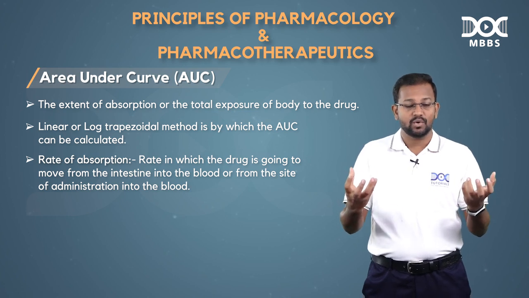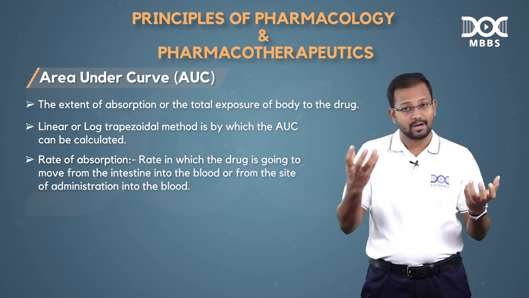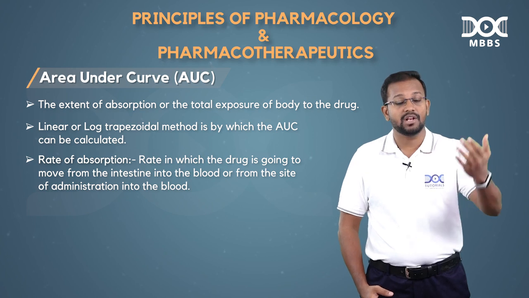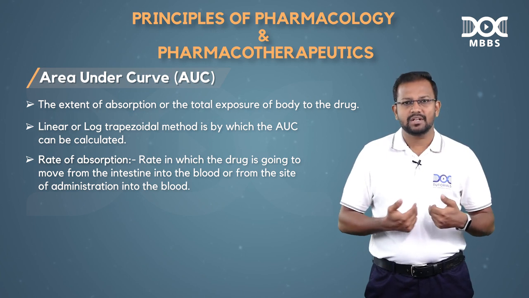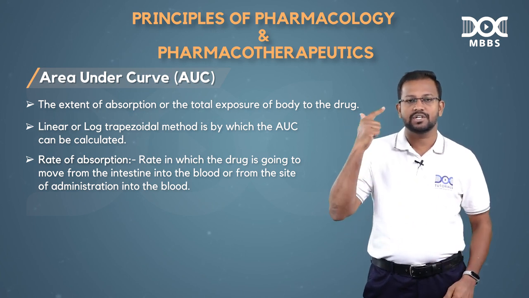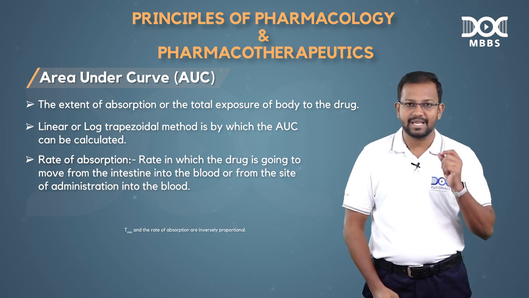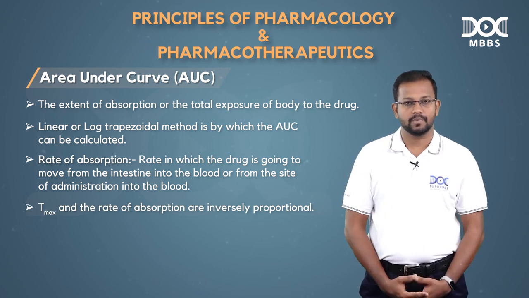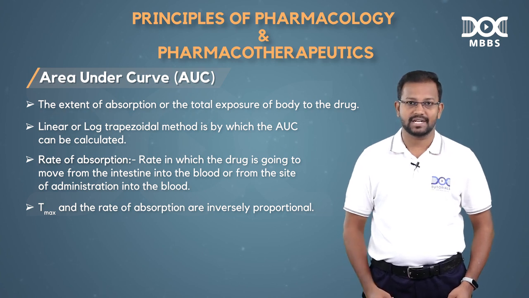Which do you think tends to have a bigger Tmax? Is it drug molecule A or drug molecule B? Exactly, drug molecule B will have a longer Tmax, which means as it is getting slowly absorbed, it takes a lot of time for the maximum concentration to be attained in the blood. That's the reason why we say that Tmax and the rate of absorption are inversely proportional. Is that clear? This is the basics of how we are going to treat pharmacology and pharmacotherapeutics, guys.